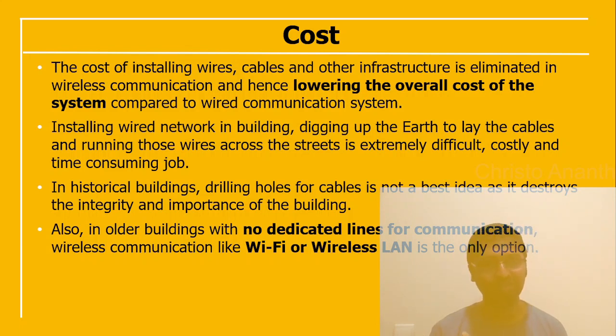If you are trying to install a wired network in a building, you have to dig, lay underground cables, and run those wires across the streets. It's much more difficult, much more costly, and a much more time consuming job. In historical buildings, for example, you cannot drill holes for the cables, because that is going to destroy the integrity and the importance of the building. Also in older buildings with no dedicated lines for communication, you can use Wi-Fi or wireless LAN. That is the only option that is available.